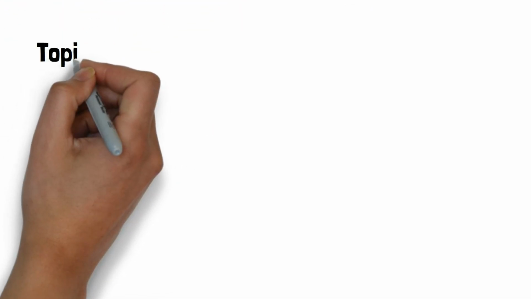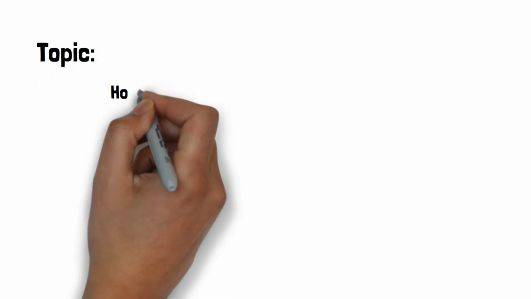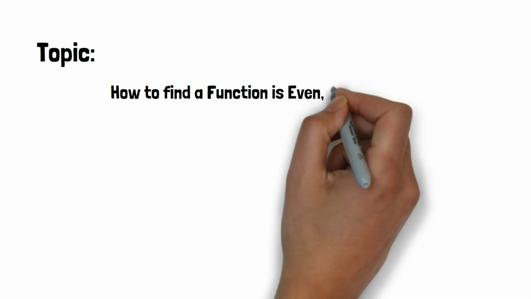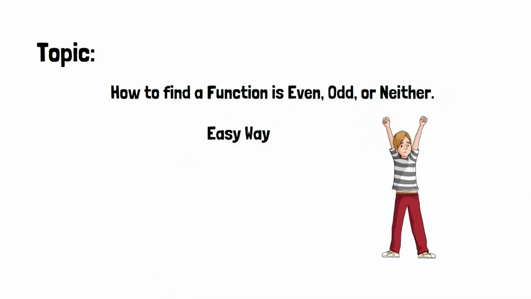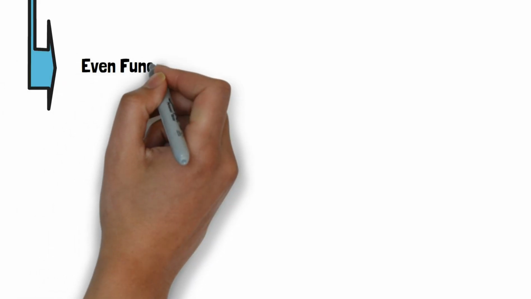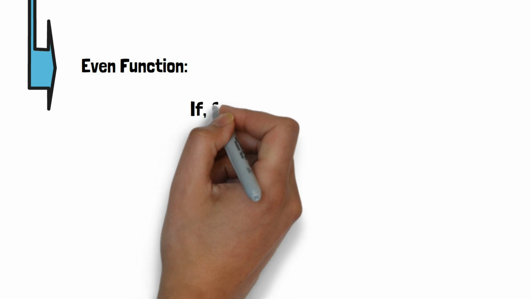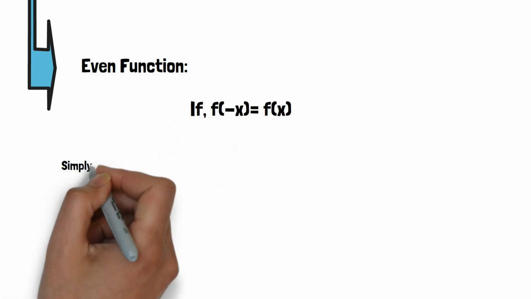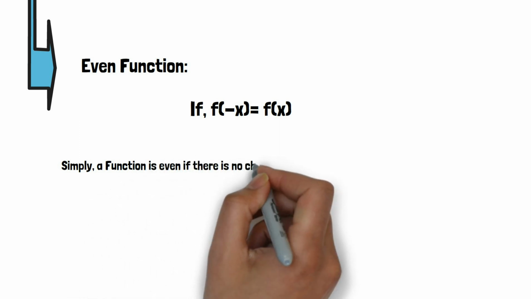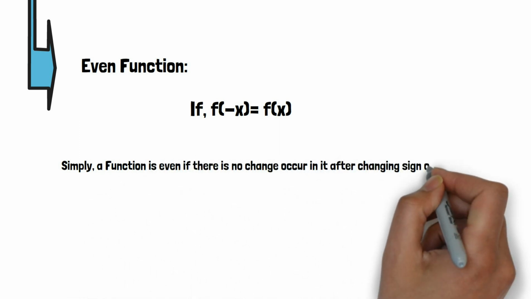In this video, we'll talk about how to find if a function is even, odd, or neither. I will teach you a very easy way. So let's get started. A function is even if f of minus x is equal to f of x. So a function is even if there is no change after changing the sign of x.